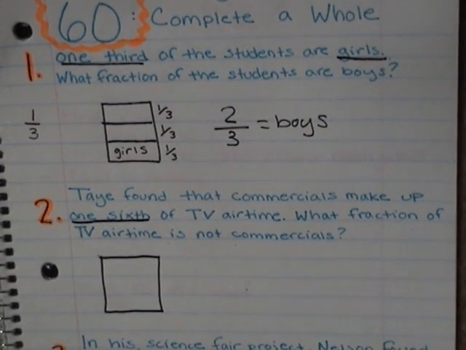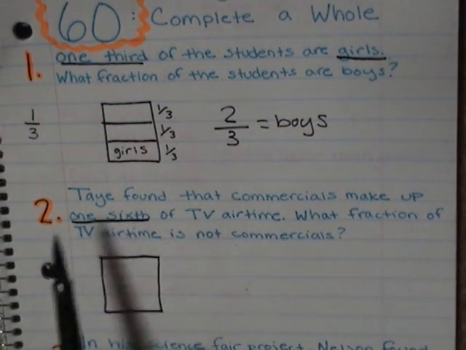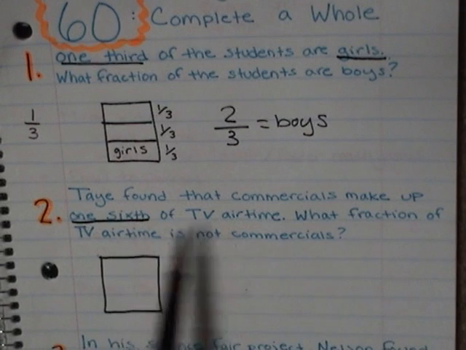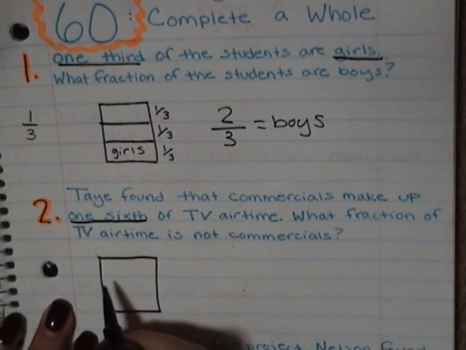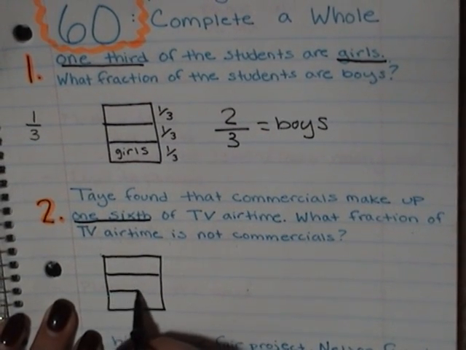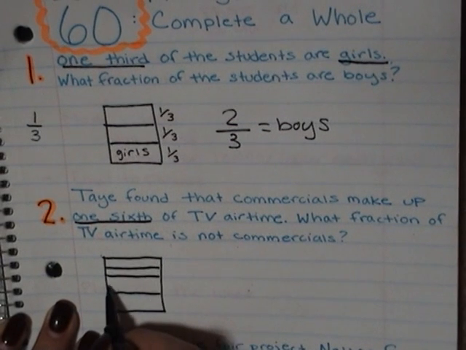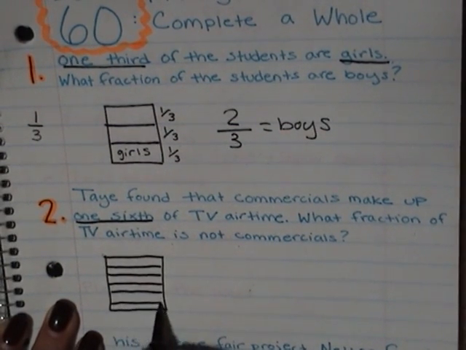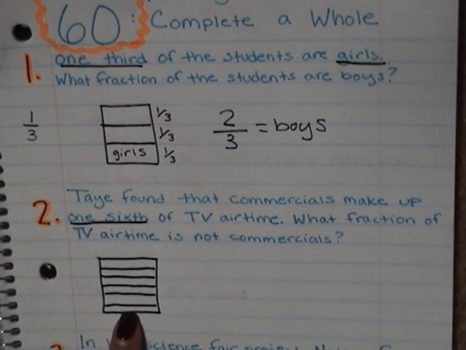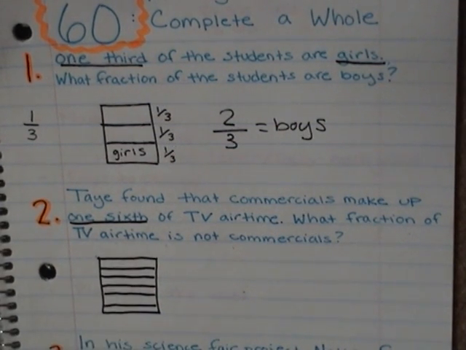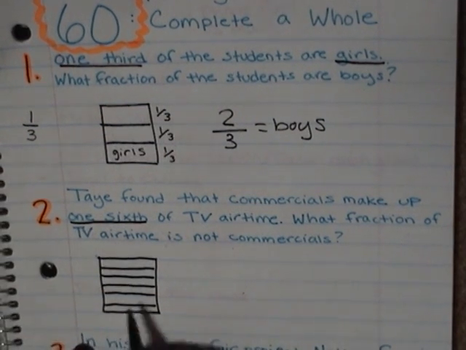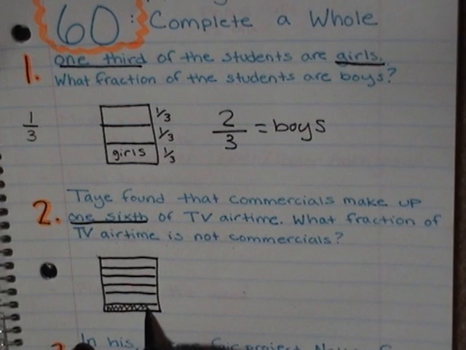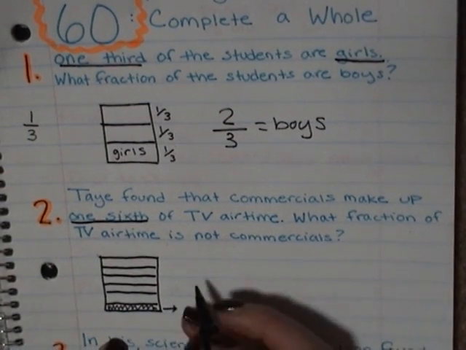And this time, instead of breaking it into 3 parts, it tells me it is out of 1/6, and so the denominator is a 6. So I'm out of 6 pieces. So I'm going to go ahead and divide this rectangle into 6 equal pieces, trying my best to draw 6 equal pieces. Okay, now, if I look at this rectangle, I have 1, 2, 3, 4, 5, 6 equal pieces. So if I go back to my problem, it says that commercials make up 1/6 of TV airtime. So I'm going to shade this and say right here, this is commercials.